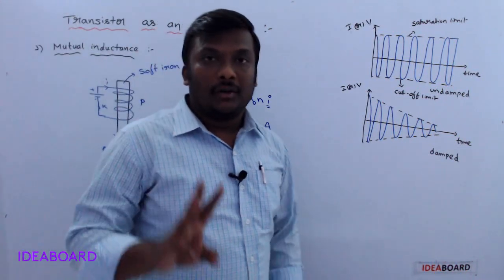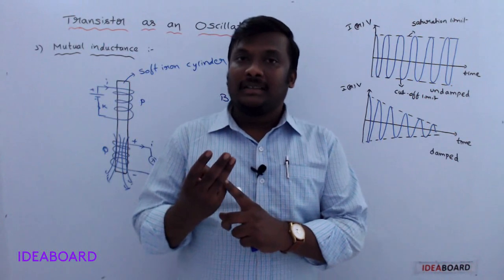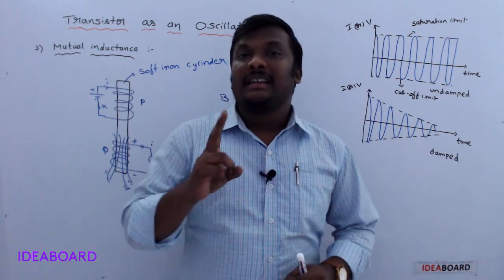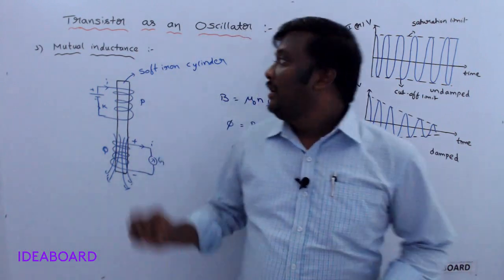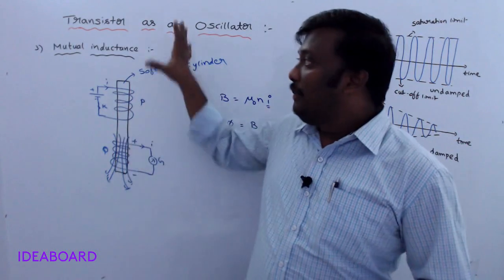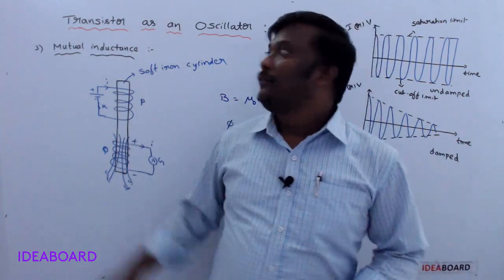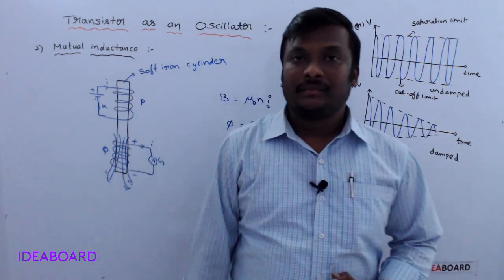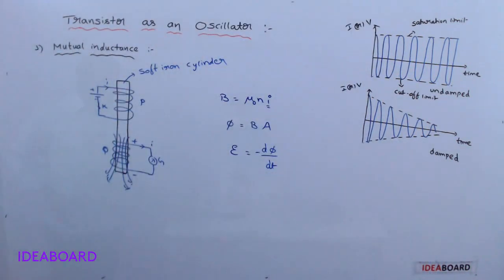I understand. So three important concepts we have discussed until now. One is LC oscillations. The second one is the feedback circuit. The third one is mutual inductance. Understand? Now, by using these three concepts, we can go to the original concept called the oscillator. Okay, please note it down.